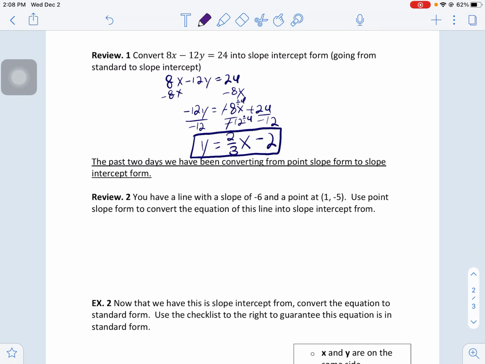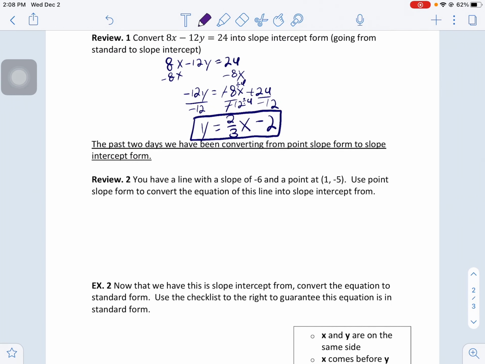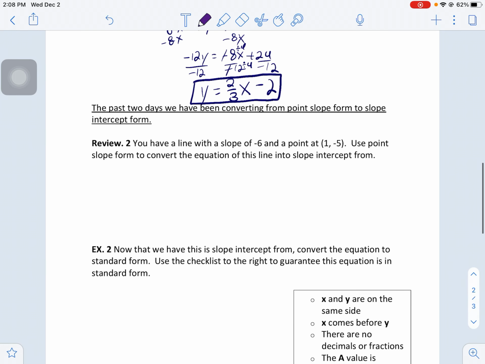The past 2 days, we've been converting from point-slope form into slope-intercept form. So here's review question number 2. It says you have a line with a slope of -6 and a point (1, -5). Use point-slope form to convert the equation of this line into slope-intercept form. So our point is x1 comma y1. Our slope is -6. So we're going to say y minus -5 is equal to -6 times x minus 1.